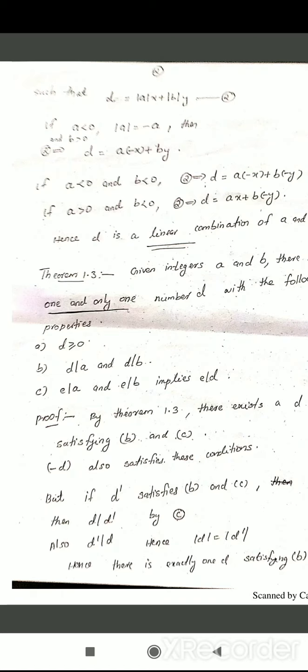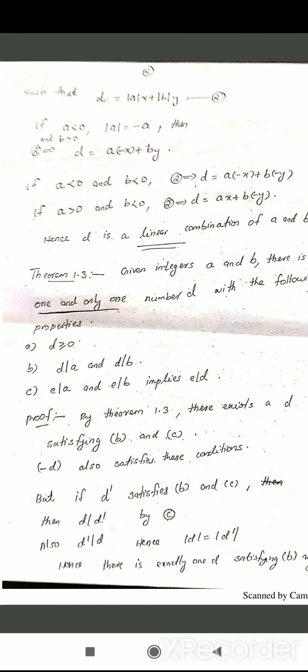If both are negative, then |A| and |B| are positive. |A| = -A and |B| = -B. So D = -Ax + (-B)y. That is the same as A(-x) + B(-y), again a linear combination of A and B.